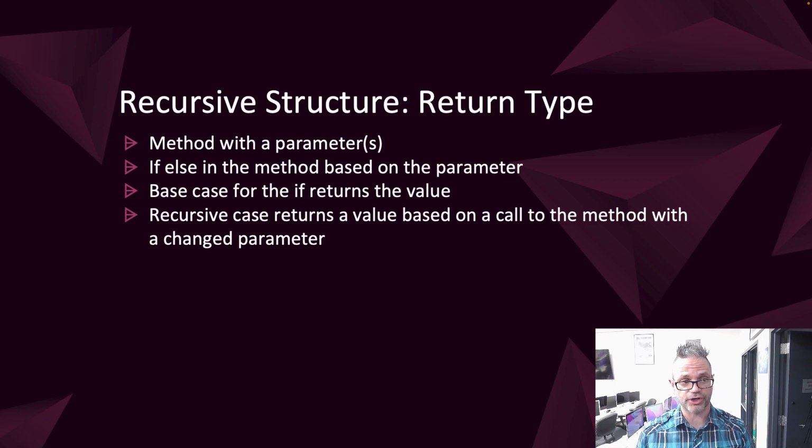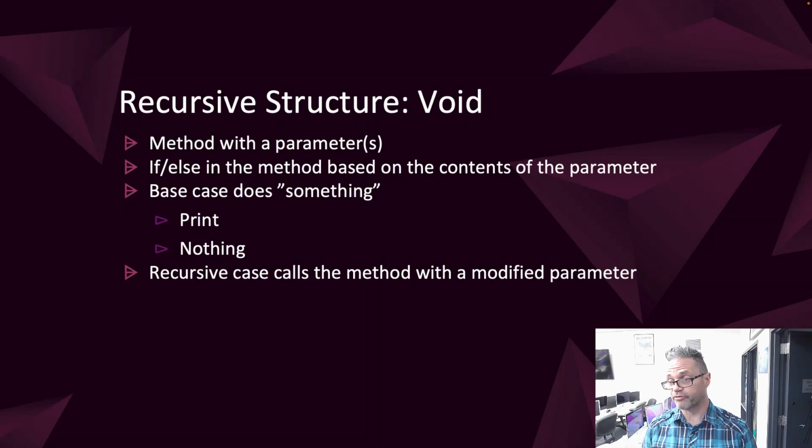So the recursive structure has an if-else block inside it. The if block is when I return just a straight value. The else block is when I return a calculation using that same method again to continue going on until I reach the base case. With a recursive structure on a void method, it's a slightly different thing because we don't return anything back from that.